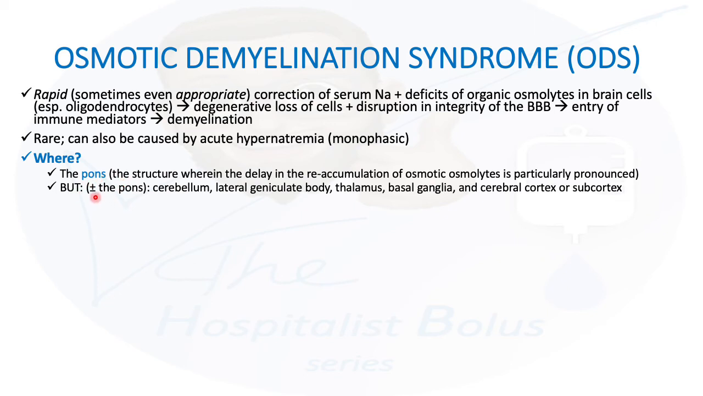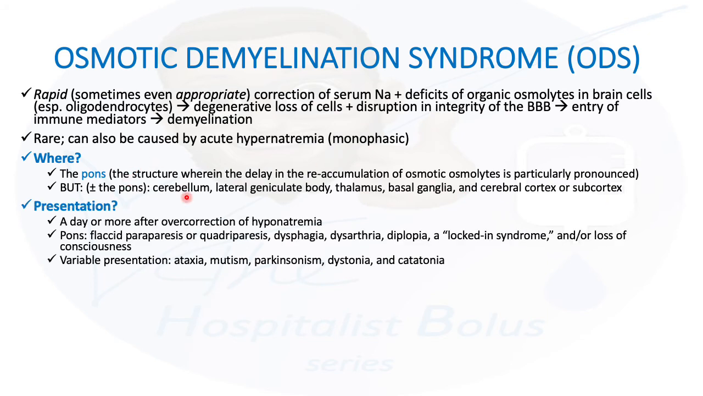But again, this can happen in the pons and or other areas as well, including cerebellum, lateral geniculate body, thalamus, basal ganglia, and cerebral cortex or subcortex. So having said that, you can expect that the presentation of ODS is really very variable. Usually it happens after a day or sometimes even more after the overcorrection of the hyponatremia. It can happen up to a couple of weeks even. So there's a really wide range when this ODS happens after the overcorrection. So you have to keep that in mind. Sometimes the patient might be discharged home and then they might develop it there.